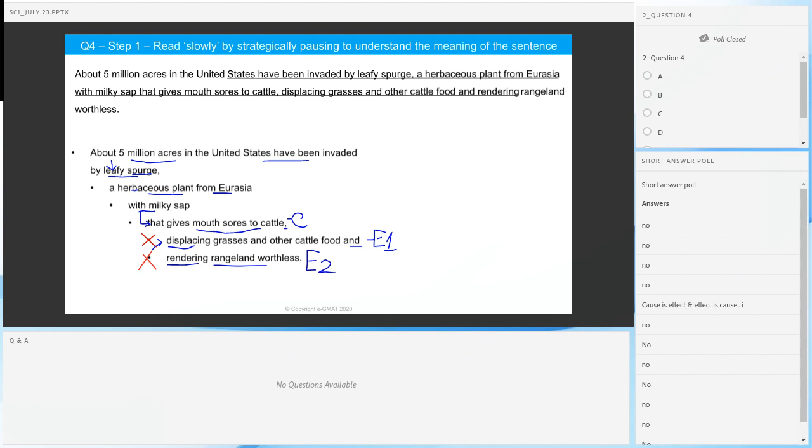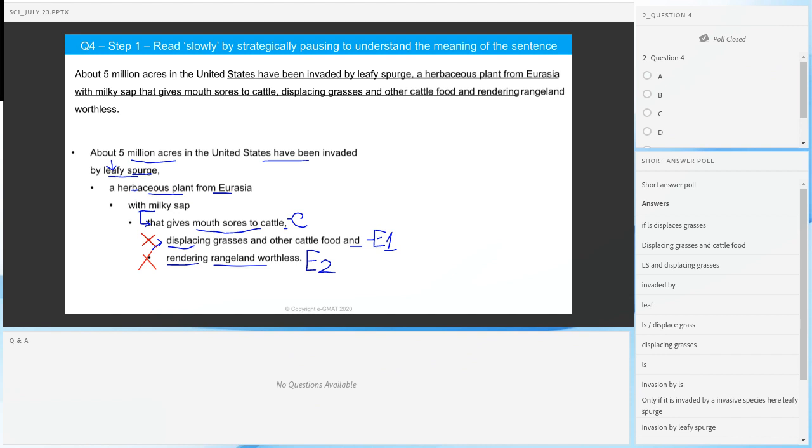Now I want you to dig a little deeper into the context of the sentence and tell me what can lead to the rendering of rangeland worthless. Think about it. Which two pieces of information can we connect to talk about rendering rangeland worthless? Invasion by leafy spurge, displacing grasses and cattle food. Two of you have given me, actually now the number has gone up. So four of you are telling me that displacing grasses and cattle food will make that happen. And you're absolutely correct. Why?